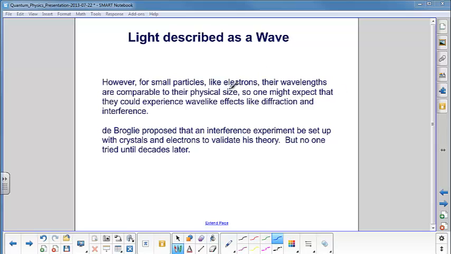However, for small particles like electrons, their de Broglie wavelengths are comparable to their physical size. So one might expect that electrons could experience wave-like effects like diffraction and interference. De Broglie proposed that an interference experiment be set up with crystals and electrons to validate his theory. But remarkably, no one tried that until decades later.